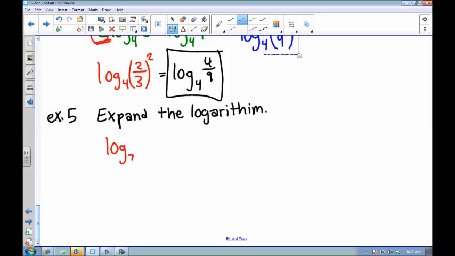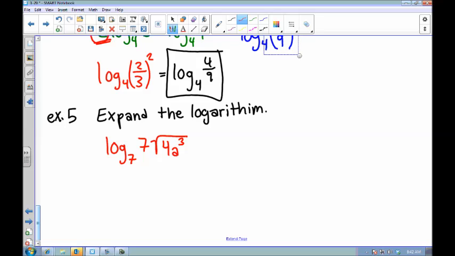Log base 7 of 7 square root, what? 4a to the third. Square root, I know, that's why we need to do one of these. Log base 7 of 7 square root, 4a to the third. Okay, we're going to expand.